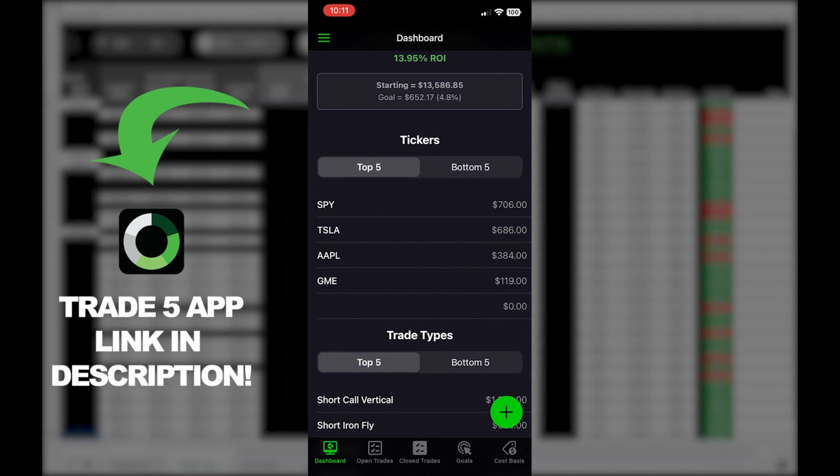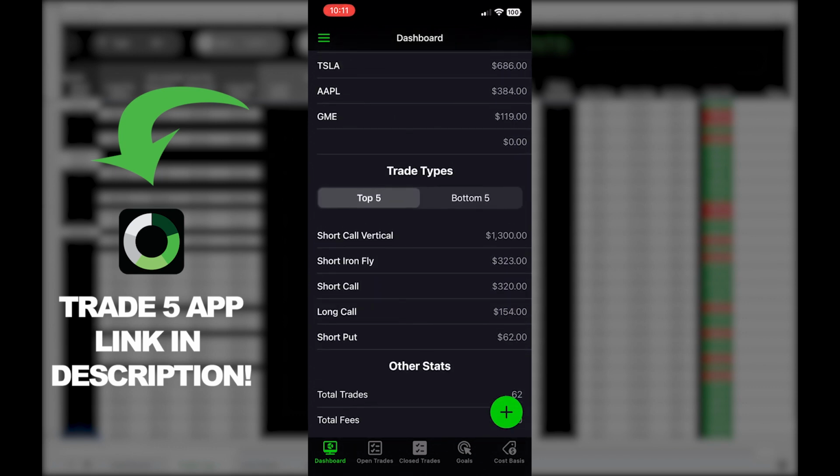Bottom 5, I didn't have any losing tickers. It doesn't mean that I didn't lose. It just means in total, I didn't have any losing tickers. The top 5 trade types: short call verticals, short iron flies, short calls, long calls, short puts. My bottom 5 trade types, you can see I lost on a long straddle, lost on a short put vertical, and lost on short iron condors in total. So that's what this dashboard screen does.